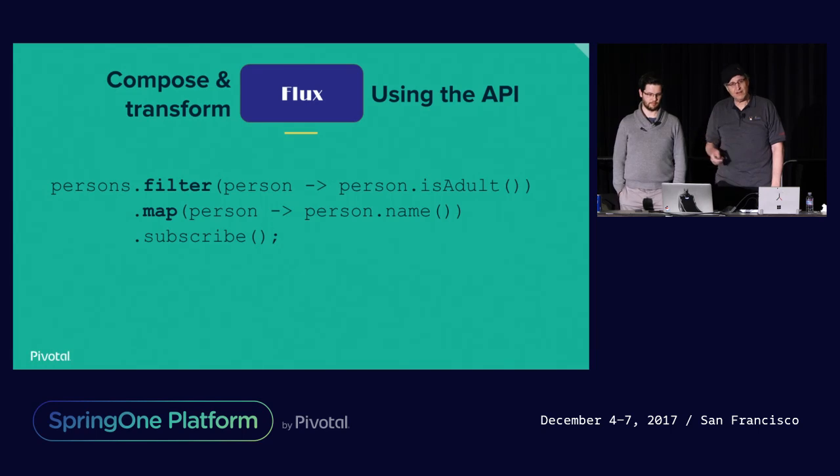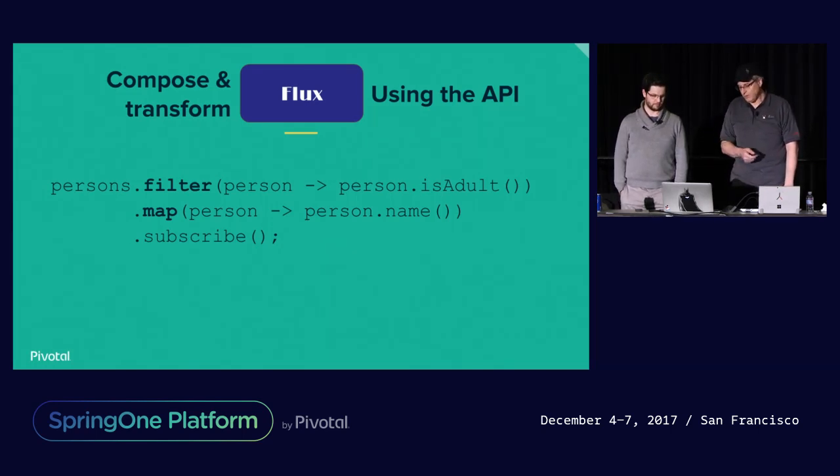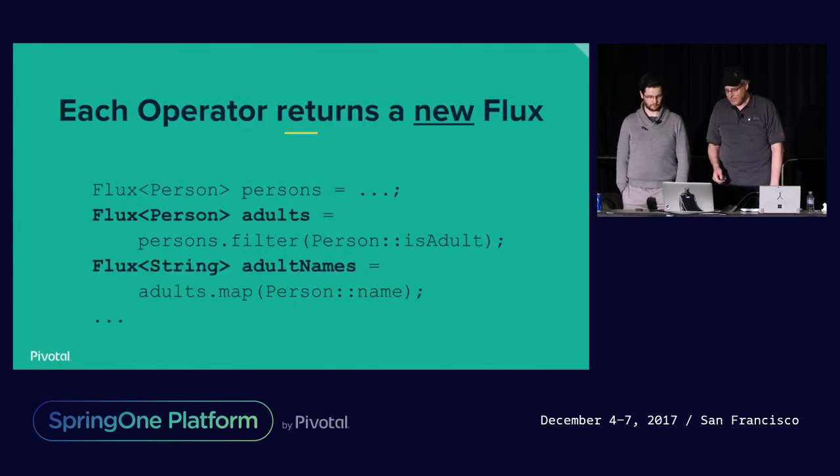We can also gang these up into a fluent kind of API. So in this case, we're calling filter, we're filtering out adults, and then we're calling map, we're getting the person's name. So this is returning us a new flux of names of adults. Every operator returns a new flux. So a flux is immutable. Every time we do a transformation or any kind of operation on a flux, we're returning a new flux.